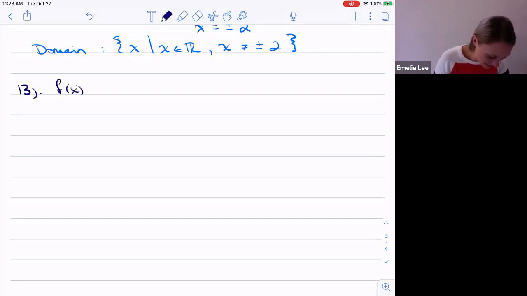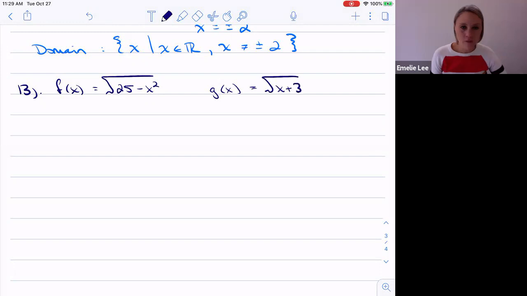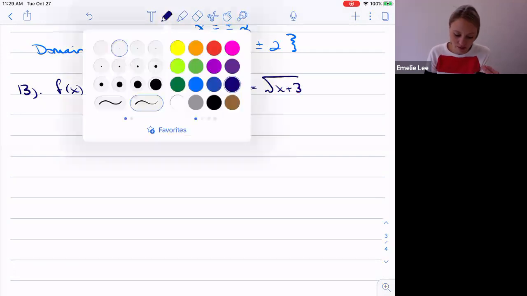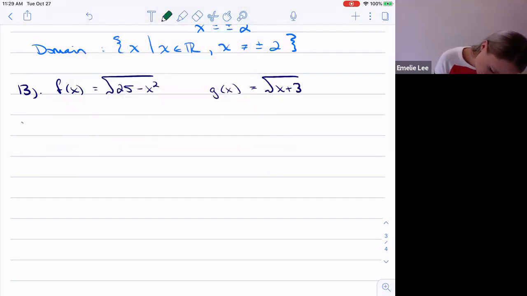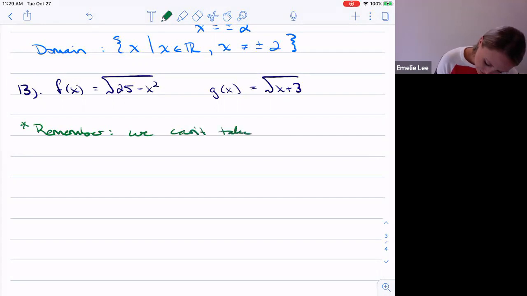though. 13, f of x, I've just got it on the side here. From my notes, 25 minus x squared, and then g of x is the root of x plus 3. So now we've got these square roots, which we have to make sure that we don't take the square root of a negative number, right? And so here, remember, we can't take the square root of a negative number.